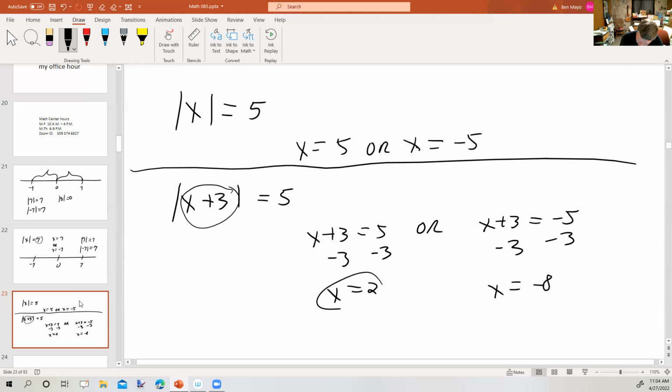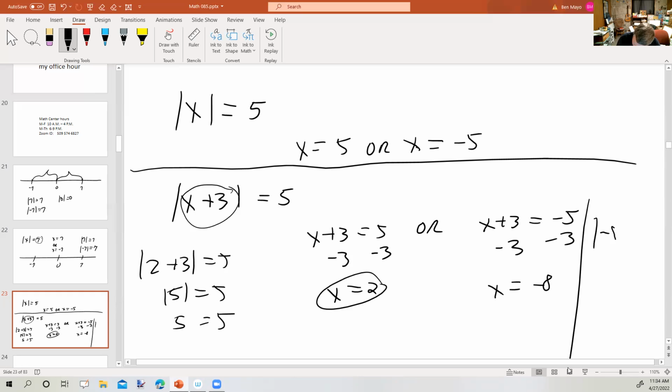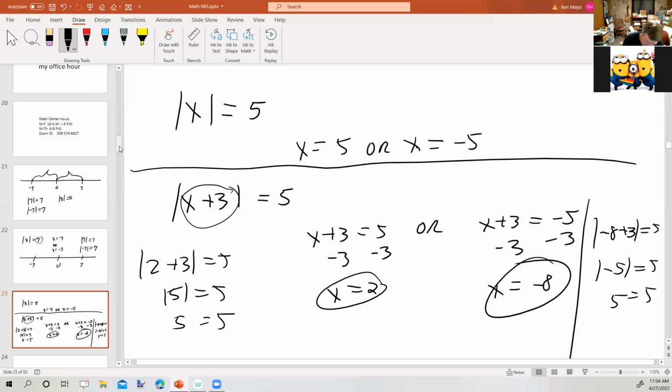Let's see if those are true. If x is 2, we'd have that. If x is -8, we'd have that, which is also true, because then the inside either becomes 5 or the opposite of 5, or -5, which then the absolute value is 5. Are you seeing what's happening there? Well, we'll find out. Yes. Okay.